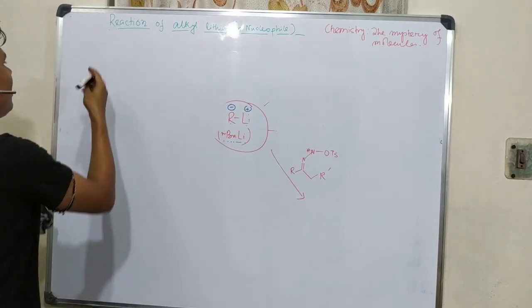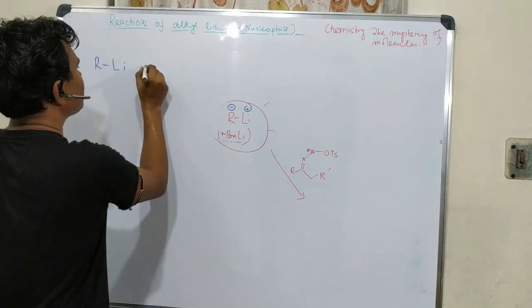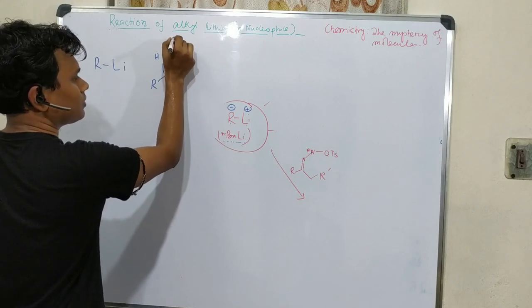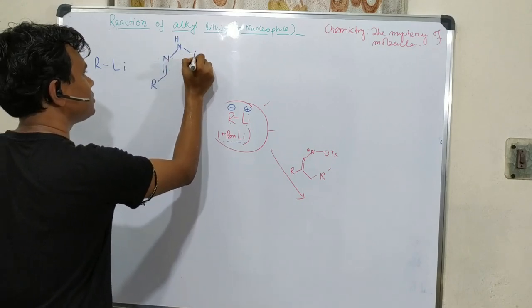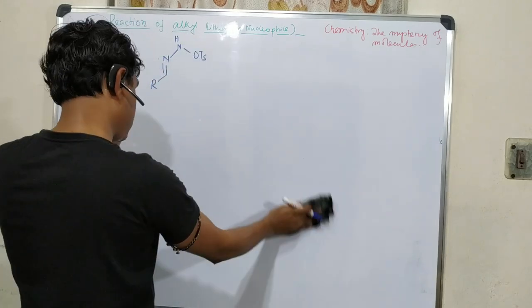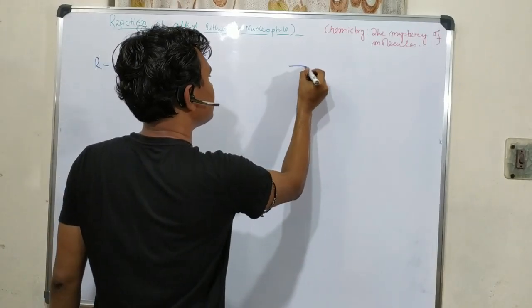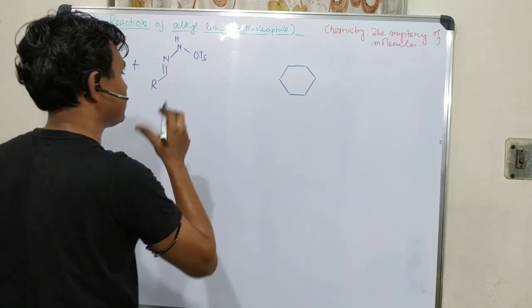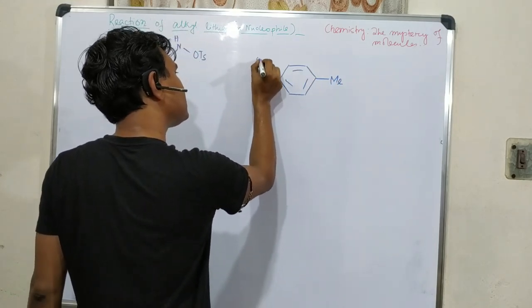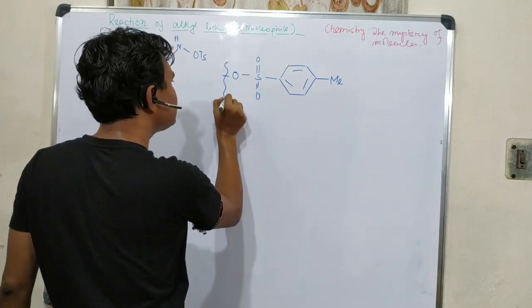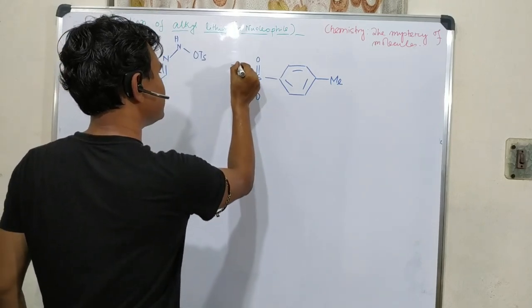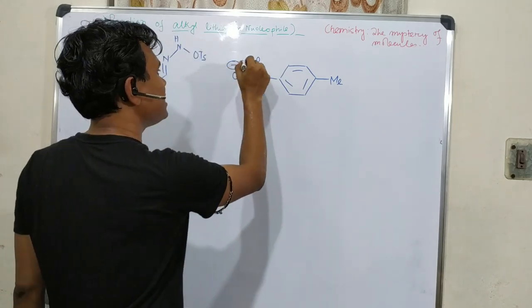So what are we going to do? RLi plus R NH, sorry, it should not be N, because of nitrogen's vacancy, OTs. Some time before I told you about OTs. What is OTs? It means a very good leaving group. OTs means this group, toluene sulfonate. Toluene means toluene, this is benzene. Sulfonate means sulfonic acid. This is the OTs group. And why is it a good leaving group? Because when it leaves, it forms this anion, and this anion is stabilized by resonance.